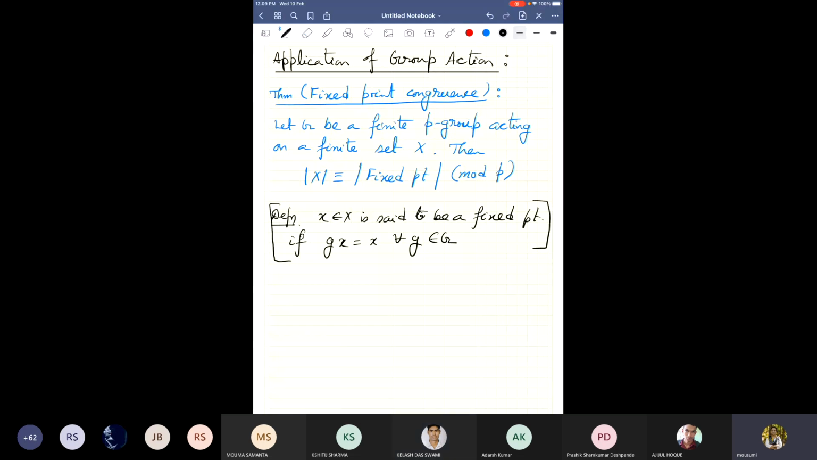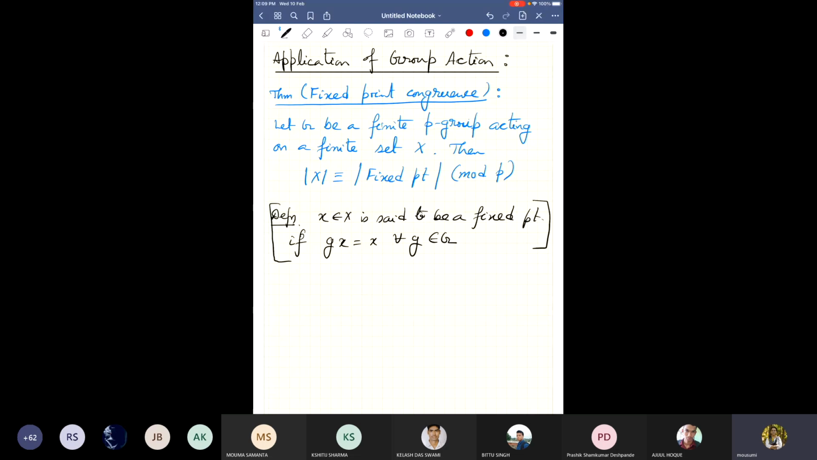Fixed point is not the kernel of a group action. How have we defined the kernel of a group action? We have defined it to be the set of all elements g such that gs is equal to s for all s, but here I am fixing a point s. Kernel elements are elements of G, whereas this is an element of the set.